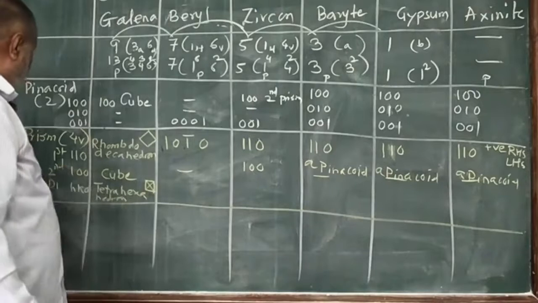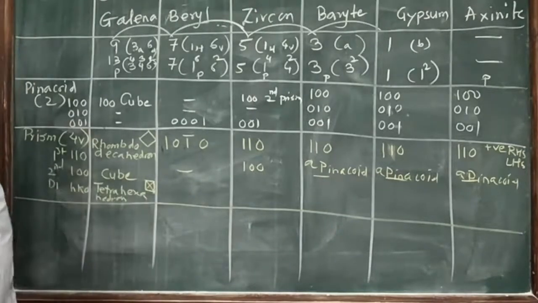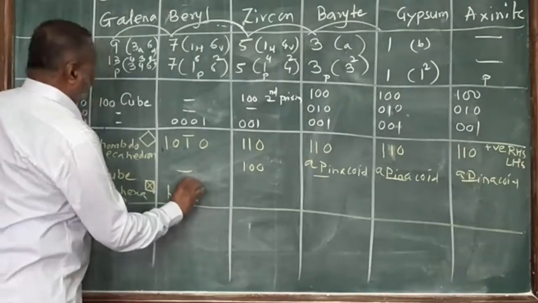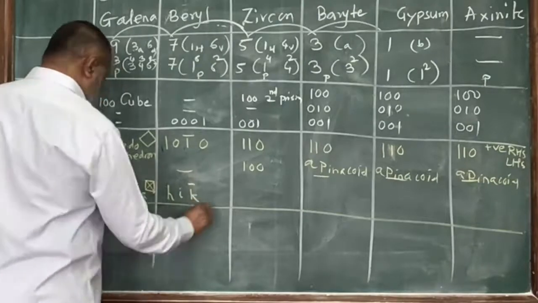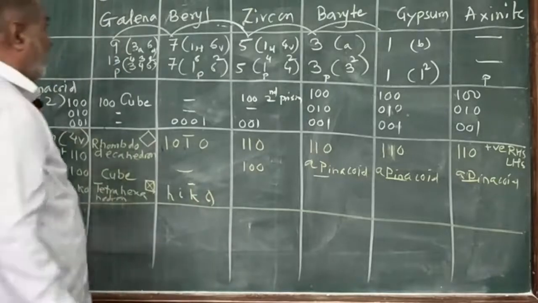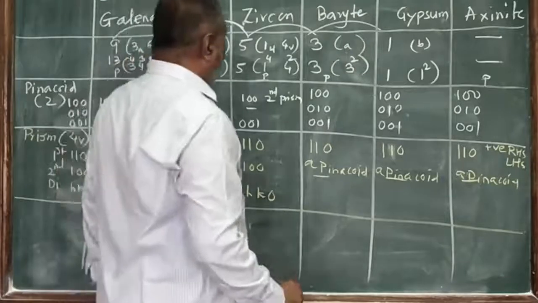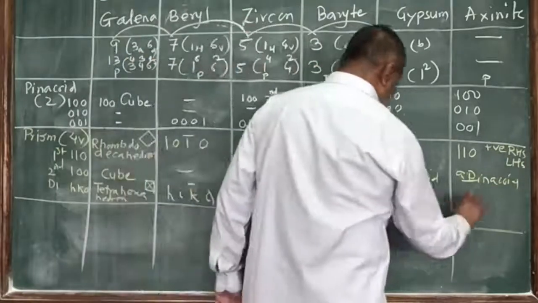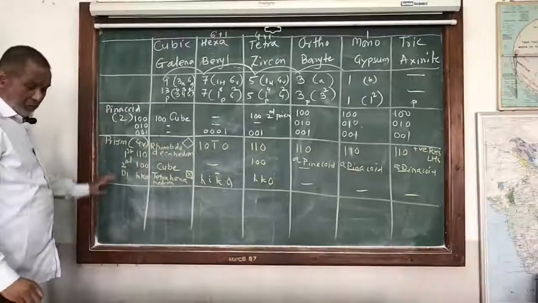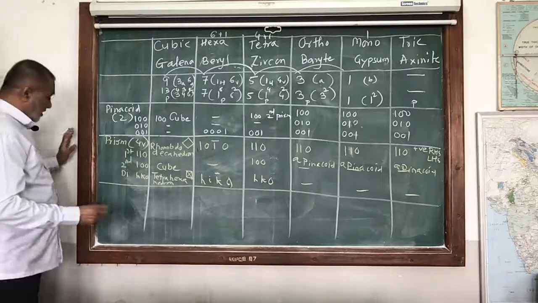Now in the case of di, here we have h bar k 0, whereas here we have HK0. Here we don't have di, here we don't have, here we don't have. So prism will be clear. After the prism, next one, dome.